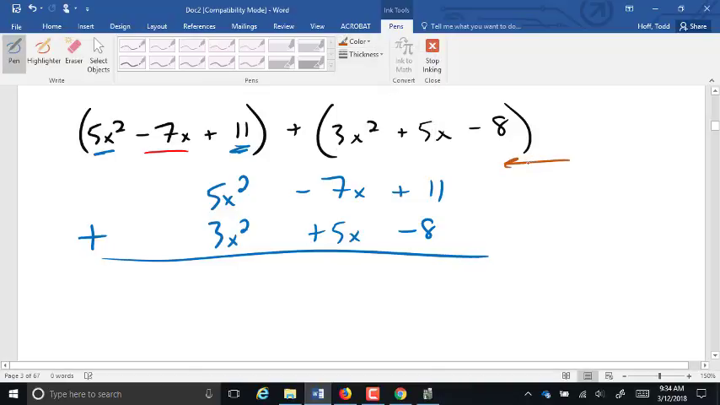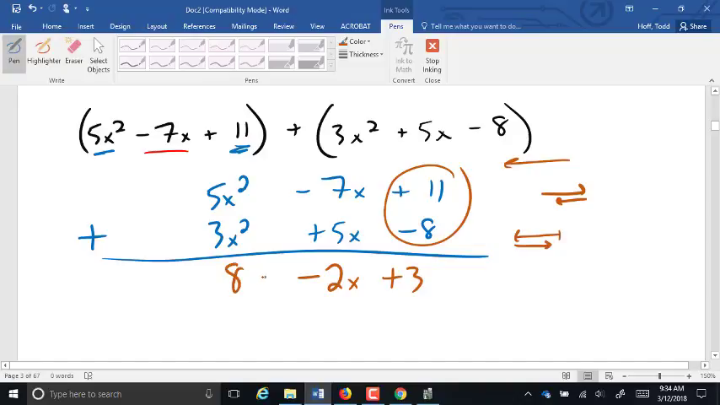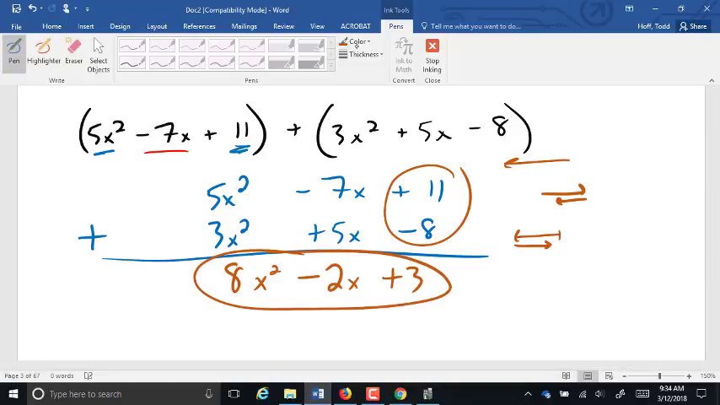So just like any other addition, we will start on the right and work our way back to the left. And we've already seen that we don't have to do it that way, but we're going to. The difference is we have to deal with positives and negatives in each digit. 11 plus negative 8 is what? Positive 3. Very good. Now here we've got negative 7 plus 5, which is negative 2x. And 5x squared plus 3x squared, 8x squared. So very, very similar to any other addition we've ever done.